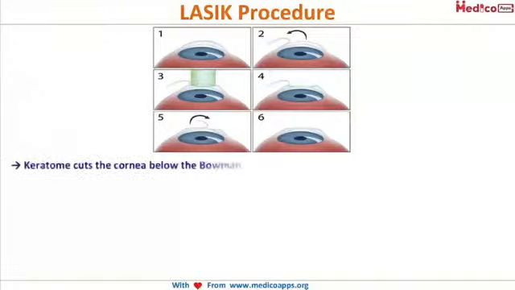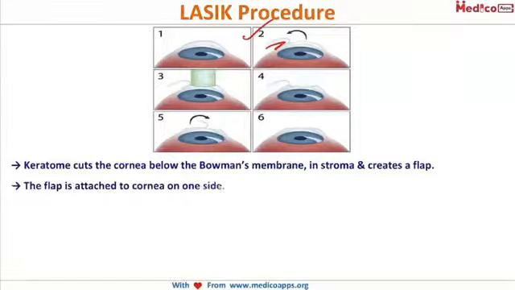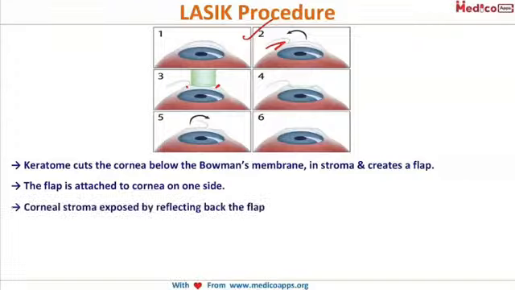What is done over here is that the keratome cuts the cornea below the Bowman's membrane. So here you are eliminating the issue of pain as well as scarring. You go beneath the Bowman's membrane and you can see in this picture that a flap is created. This flap is lifted but it is attached to the cornea on one side and it is lifted from the other side. The flap containing epithelium and Bowman's membrane is removed, so the next layer, that's nothing but your stroma, is exposed.